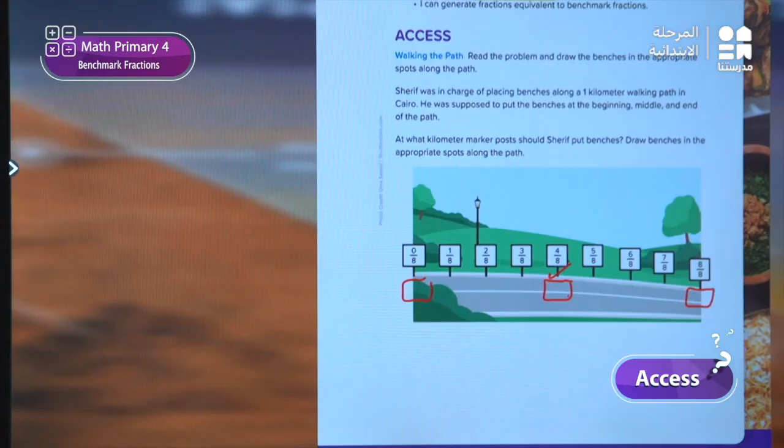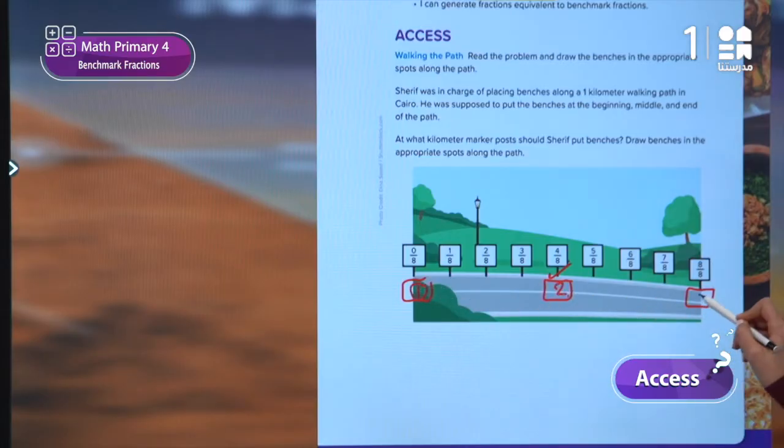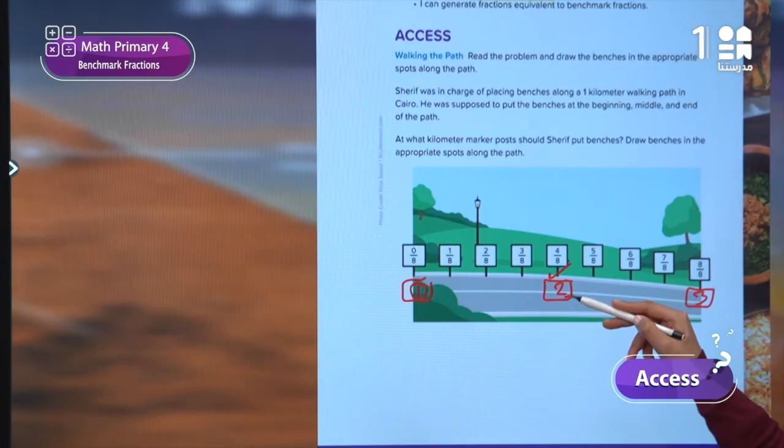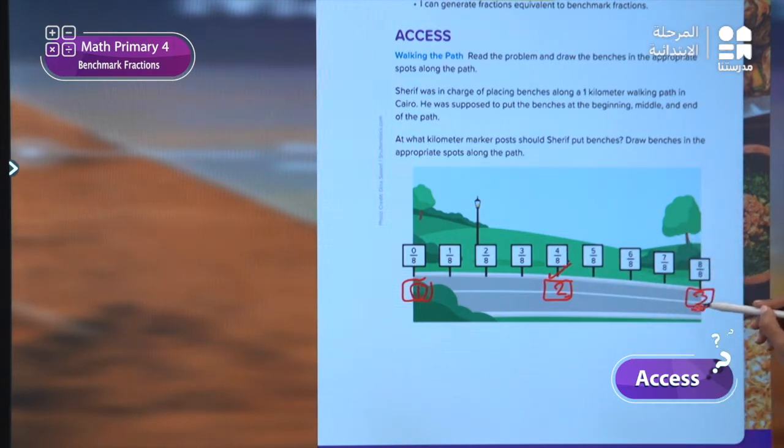طيب for the last bench on the walking path هحطه فين؟ هحطه عند 8 over 8. So last bench بتاعي هحطه عند 8 over 8 which represent the whole one. And that being so, we have placed the 3 benches. This is the first one and second one and the third one. At 0, first one, and the second one at half of the distance, 4 over 8 or 1 over 2, and the third one at 8 over 8 or the whole one.